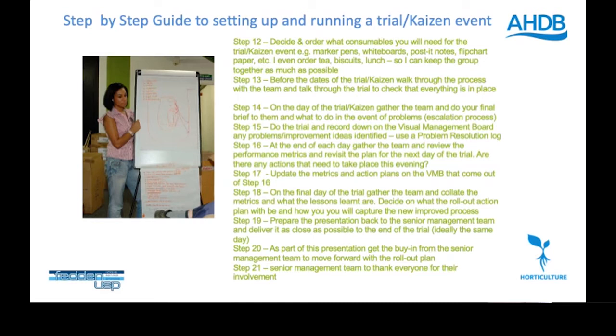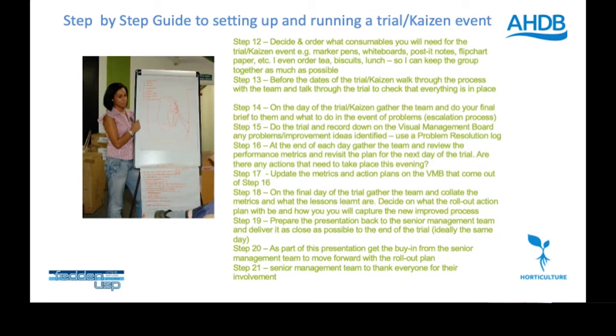So once we got to the day of the trial itself with the Kaizen event, the first thing I used to do is get the team together around the visual management board, brief and remind them of what it is that we were trying to achieve, make sure everyone understood what their roles were going to be within the trial, and make sure they knew if there were any problems, how they could escalate those problems, so who to speak to if there were any issues during the trials, and everybody understood what that escalation route was, just in case there were any particular problems.